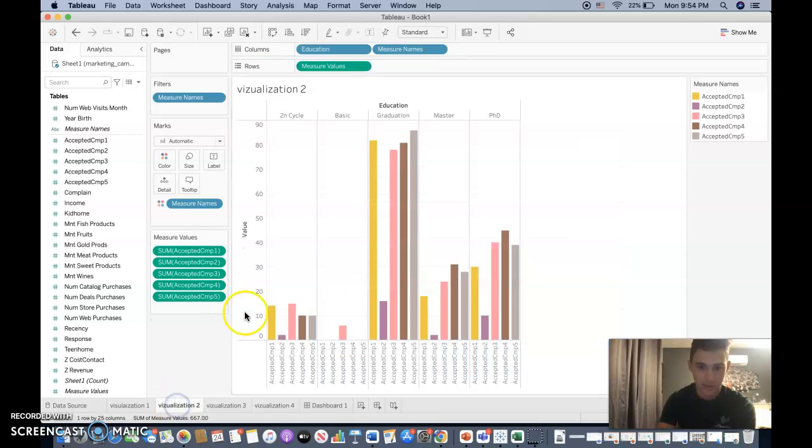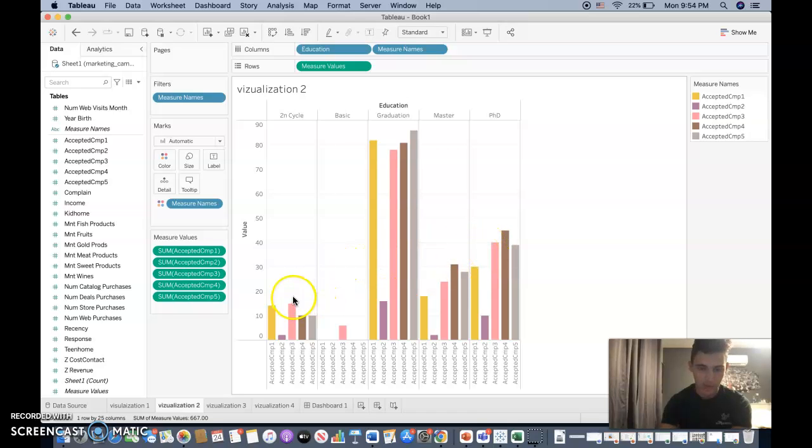Onto the second visualization. I wanted to see what factors played in helping with our campaigns. So I looked at education, and the first thing you can see here is anyone with a basic education is not really looking at any of our campaigns. Our highest area is in graduates, then masters, then PhD. So we should definitely be focusing our campaign efforts towards people that have graduated with a degree. And it seems that our third and fourth are doing the best with graduates.